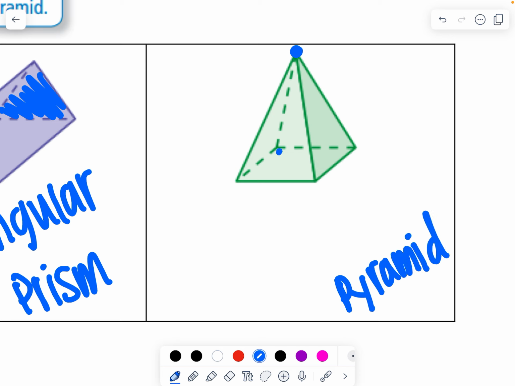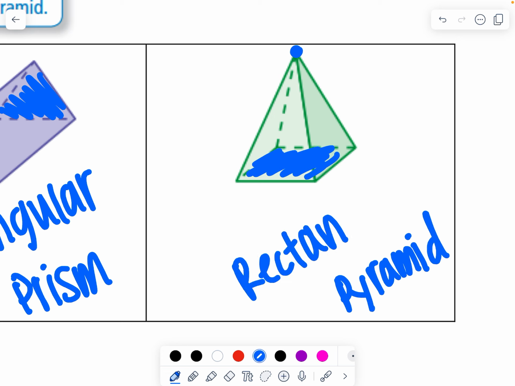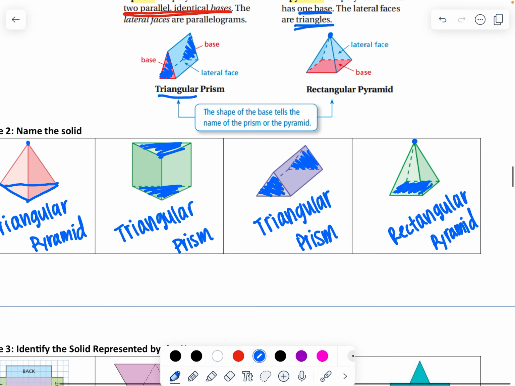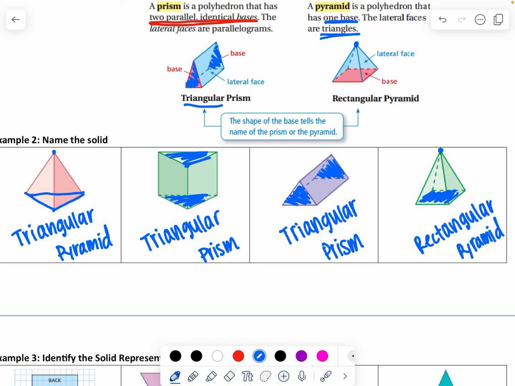And then its base is down here, and that is probably a square, but we're not sure because it doesn't say. So we're going to say rectangular prism. But if you said square pyramid, I would also count that correct as well. Okay. So that's how you decipher whether it's pyramid or prism, and whether it's triangular or rectangular or square.